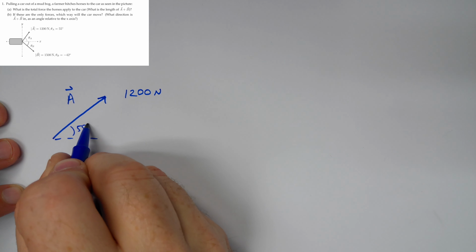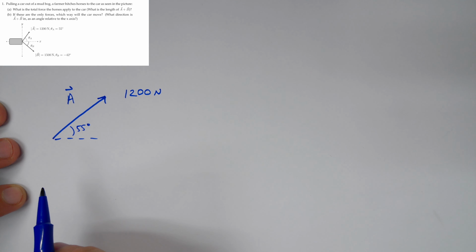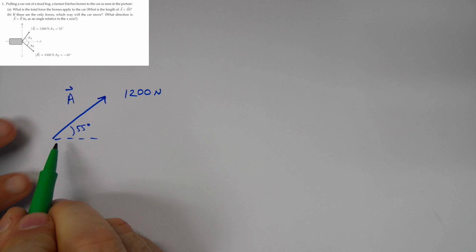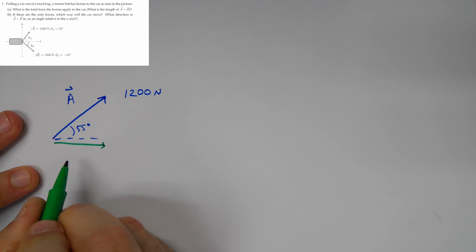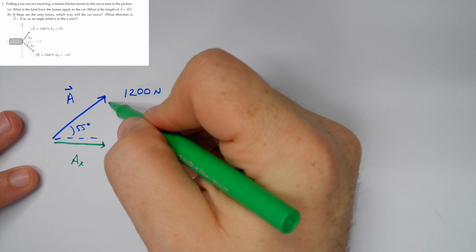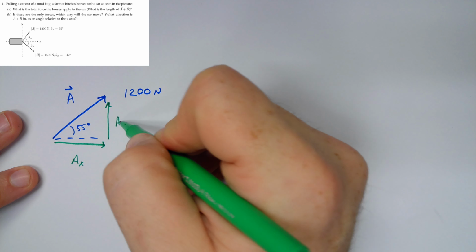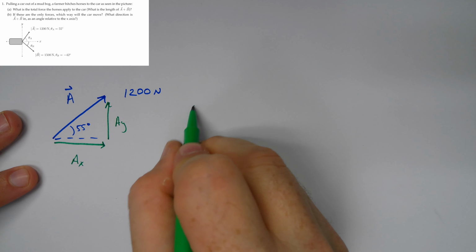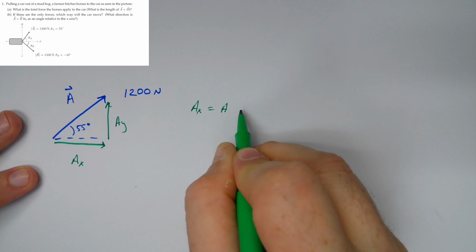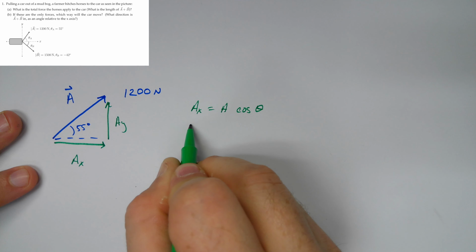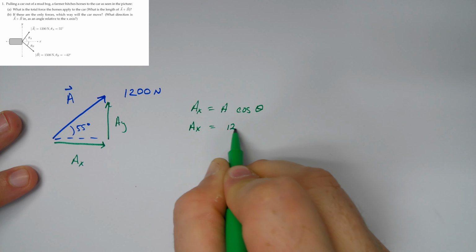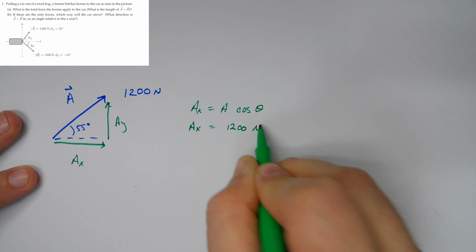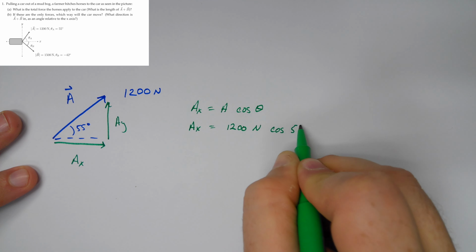That's 55 degrees. Now, we're going to do this for A, we're going to do this for B. This is the length, this is the angle. There's going to be a component this way, which is A sub x, and a component this way, which is A sub y. The first part is to find what these are. And we do that with A sub x is A cosine theta. A sub x is 1200 newtons cosine 55 degrees.